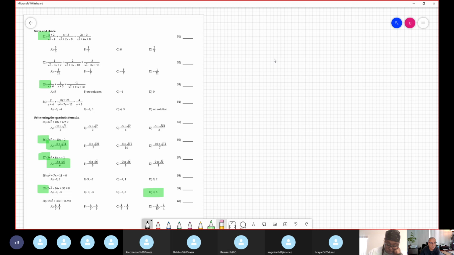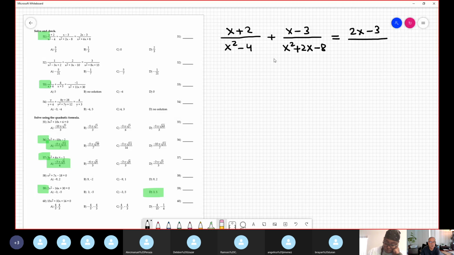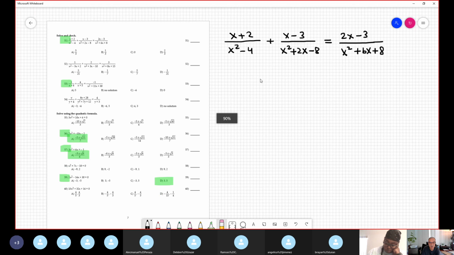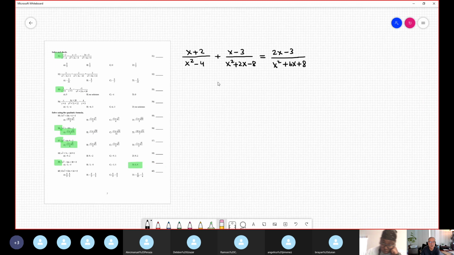We're doing 51 first. (x + 2)/(x² − 4) + (x − 3)/(x² + 2x − 8) = (x − 3)/(x² + 6x + 8). The name of this problem is the rational equation.